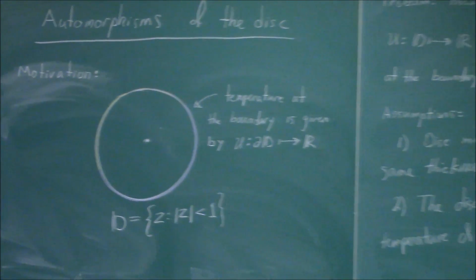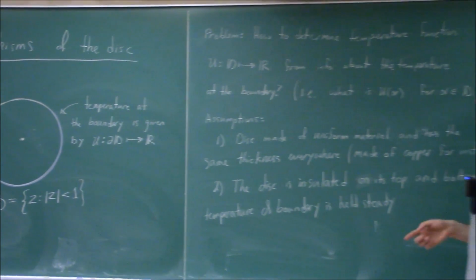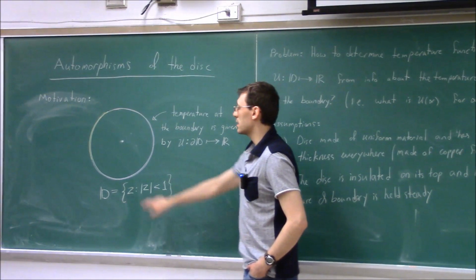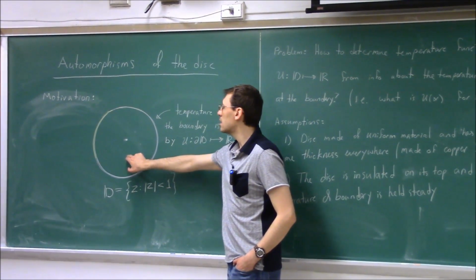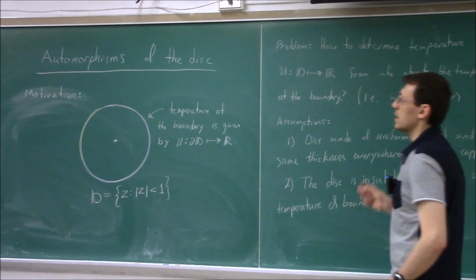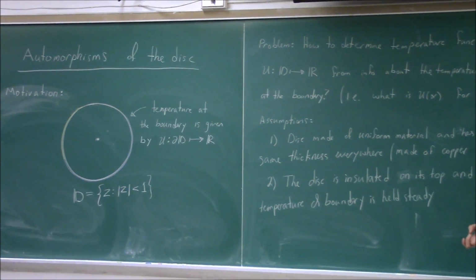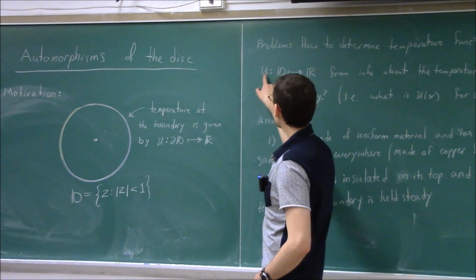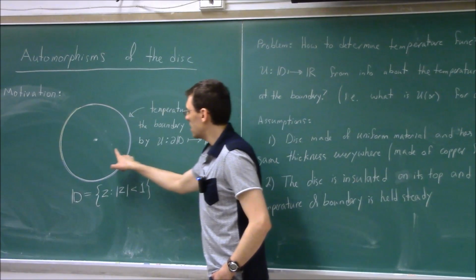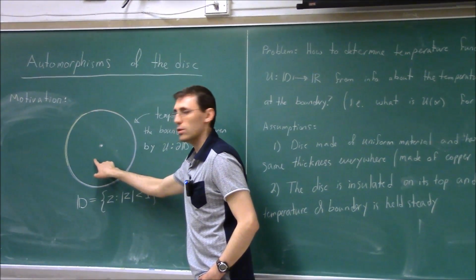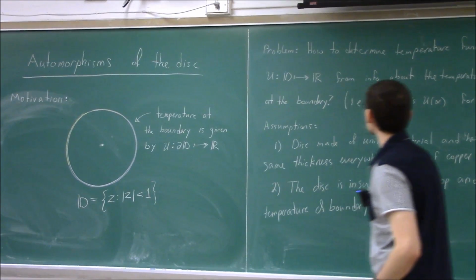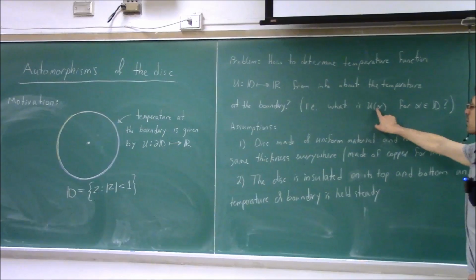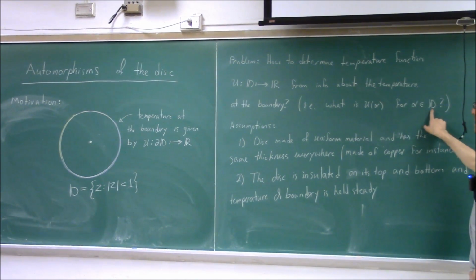Now the problem is, given this information, given that we know the exact distribution of temperature on the boundary, how do we determine that inside of the disk? What's going to be the temperature at each point inside of the disk? So in other words, the idea is how do we extend this boundary function to a function that tells us what's the temperature not only on the boundary but also within the disk. And that mathematically is set as: what is u of alpha for every alpha inside of the disk.